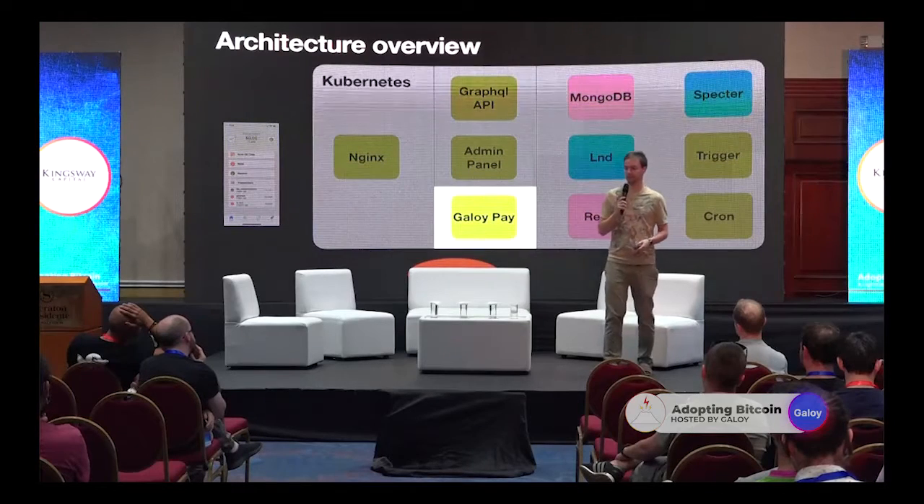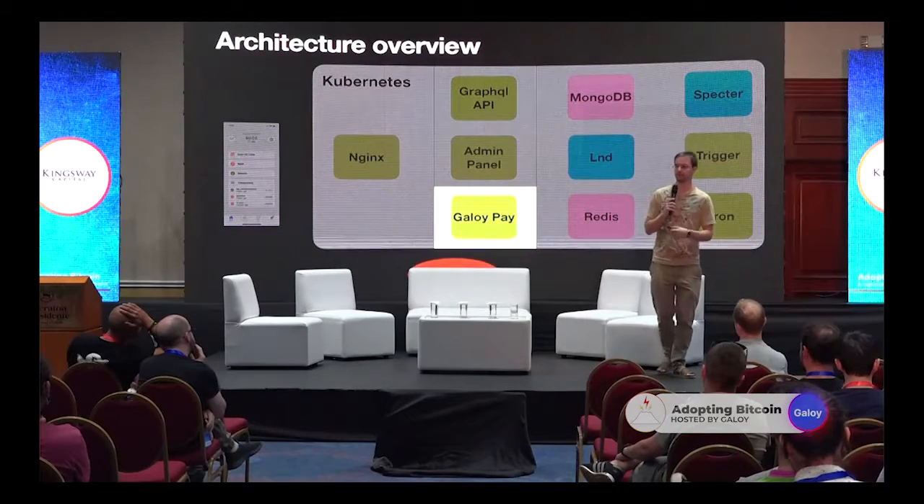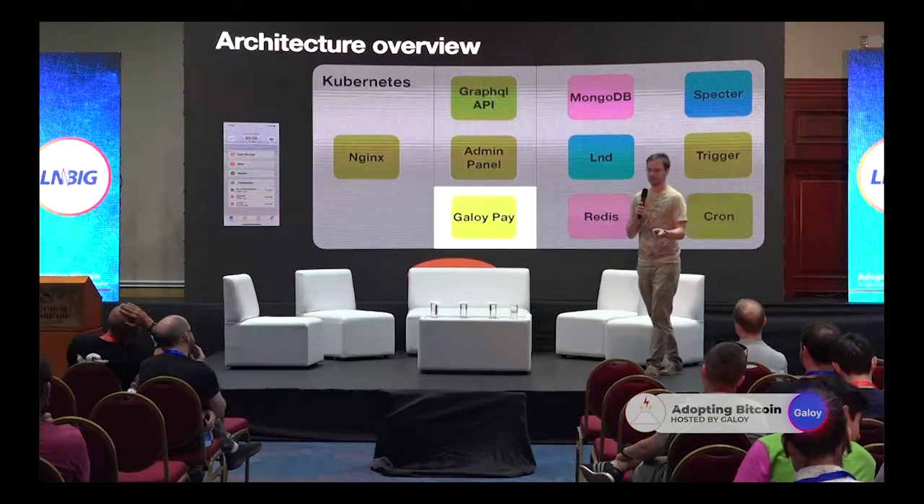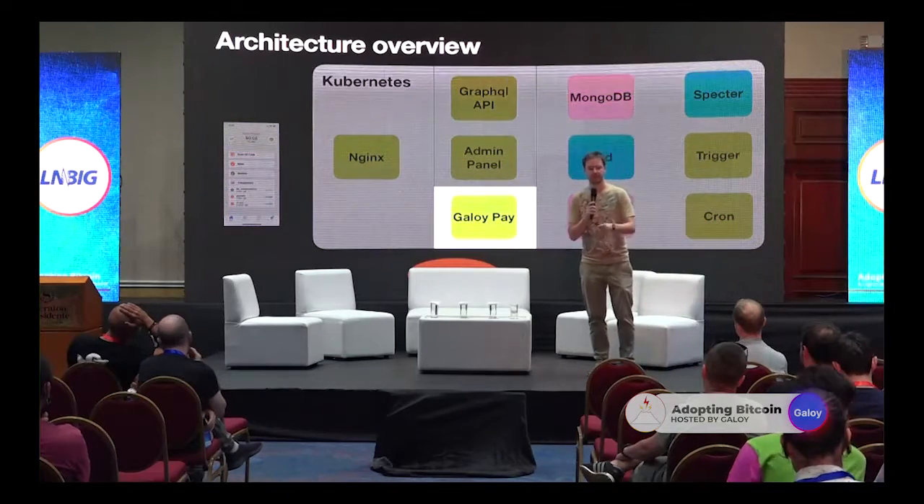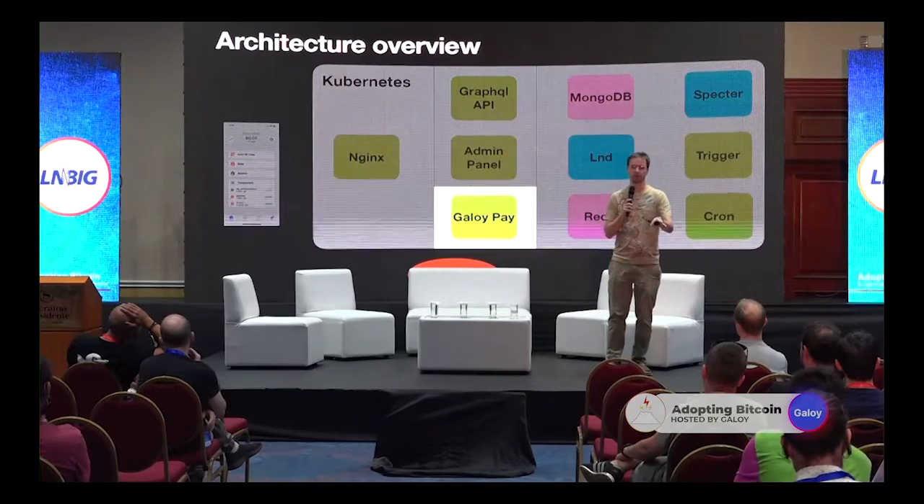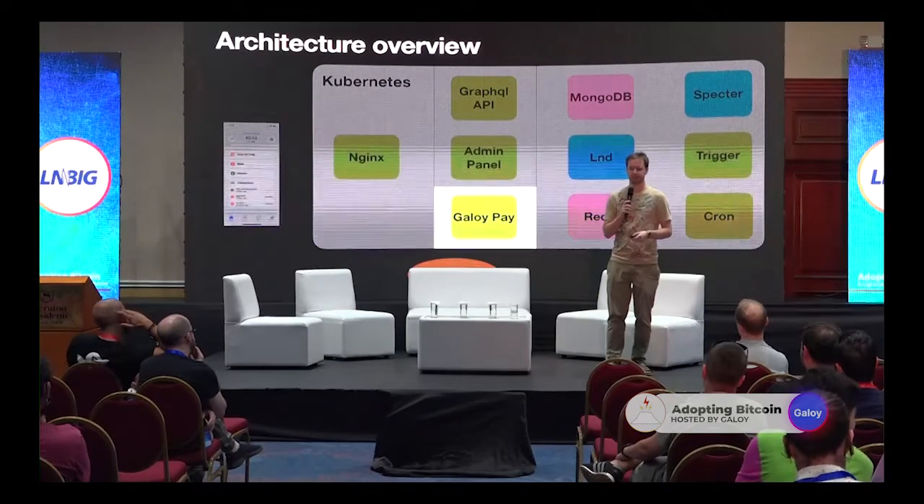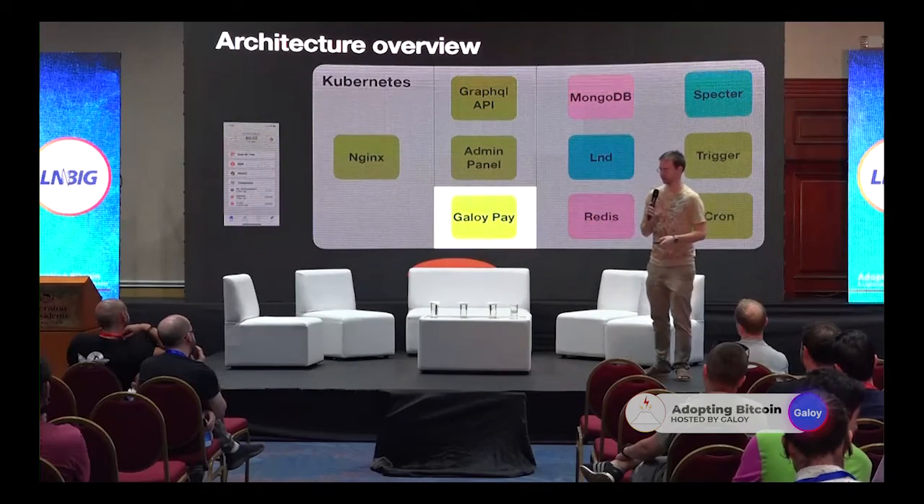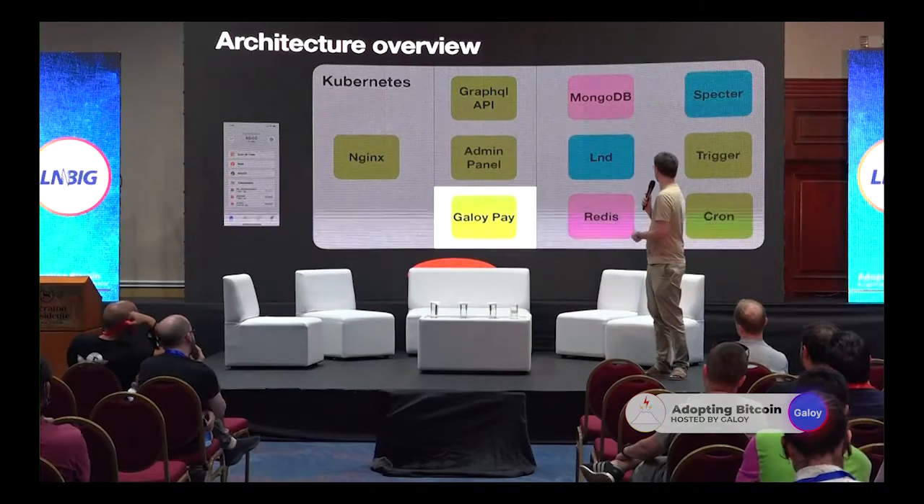Galoy Pay is another website that we host in the stack. You may have used it if you've got one of our t-shirts. You just go to a website and you can input an amount that you want, and it will spit out a QR code, a BOLT 11 Lightning invoice. Oh, come on.